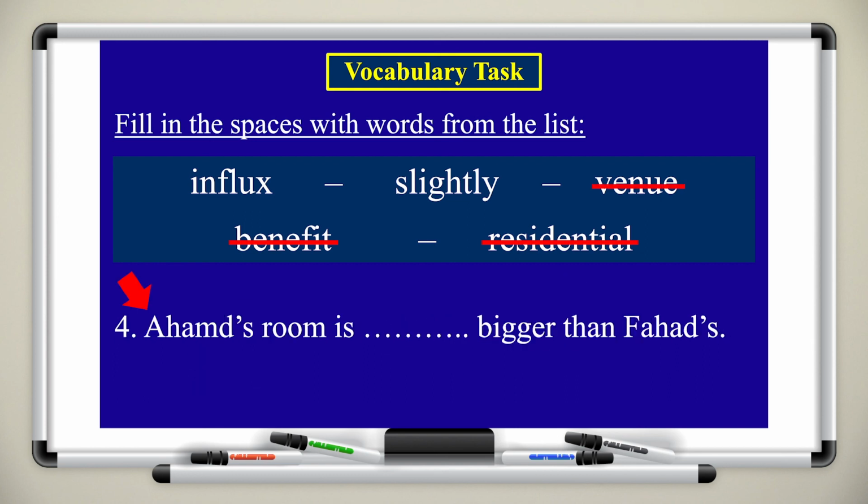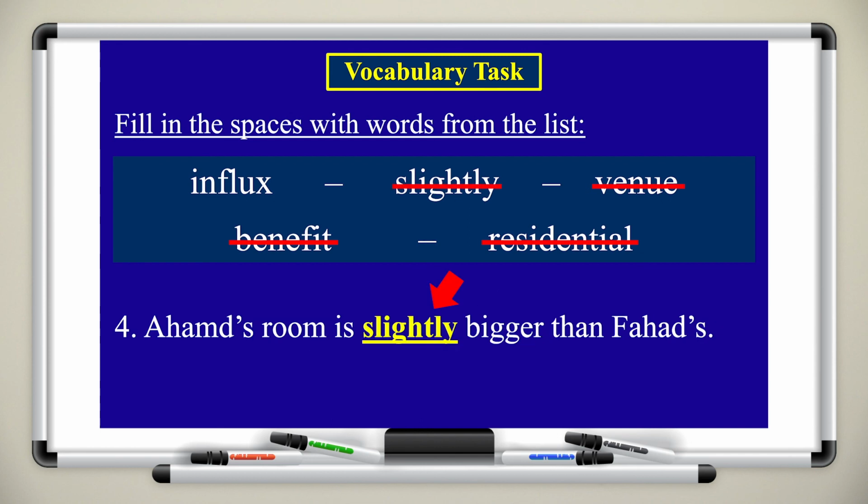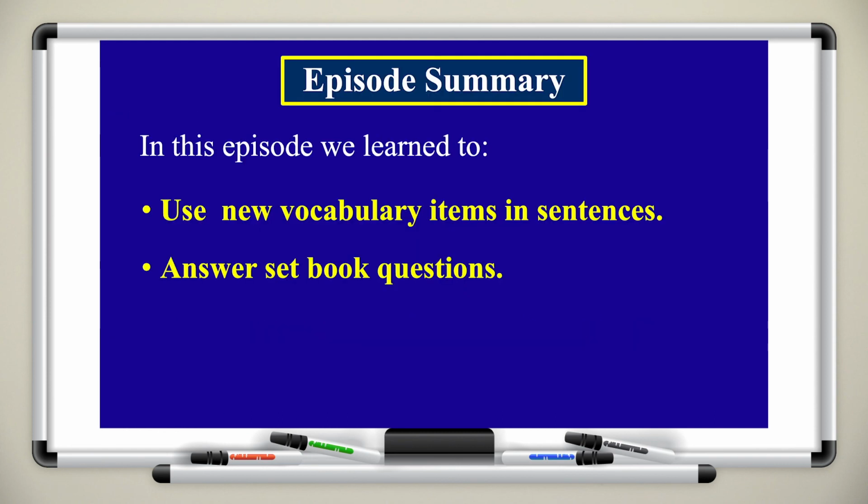Well done. Number 4, Ahmed's room is blank bigger than Fahed's. We have the word room and the word bigger. These are your key words. So the answer is slightly. Well done. So in this episode, we learned to use new vocabulary items in sentences, and we've also answered a set of questions in order to understand our lesson about inspiring architecture.